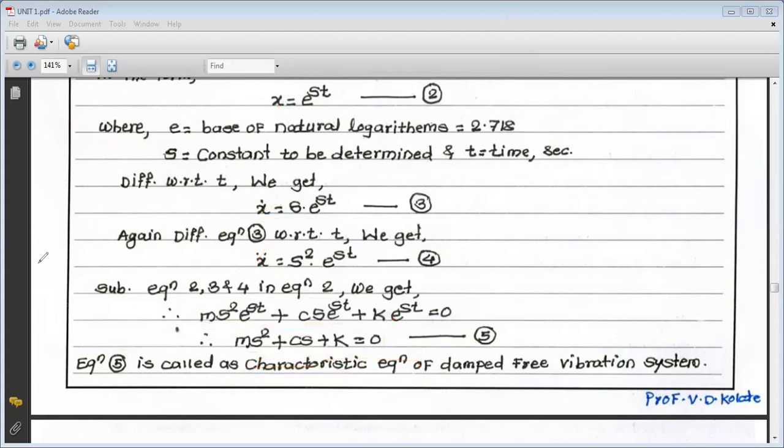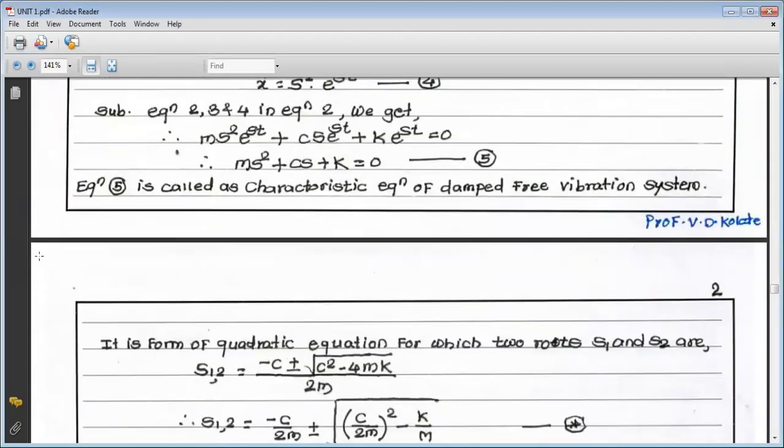Now next, this m s square plus c s plus k is in the form of the equation a x square plus b x plus c is equal to 0. That is the quadratic form of equation. It is nothing but the quadratic equation, a x square plus b x plus c is equal to 0.